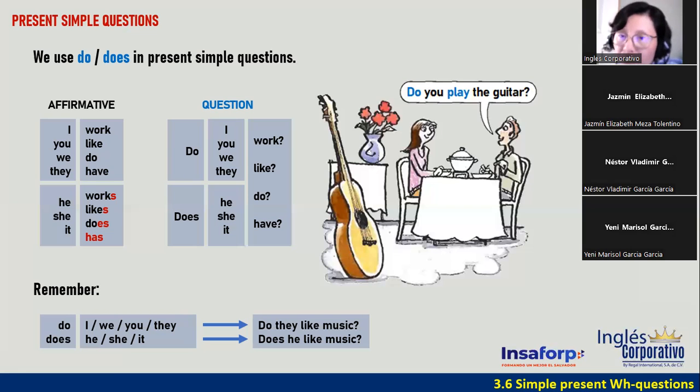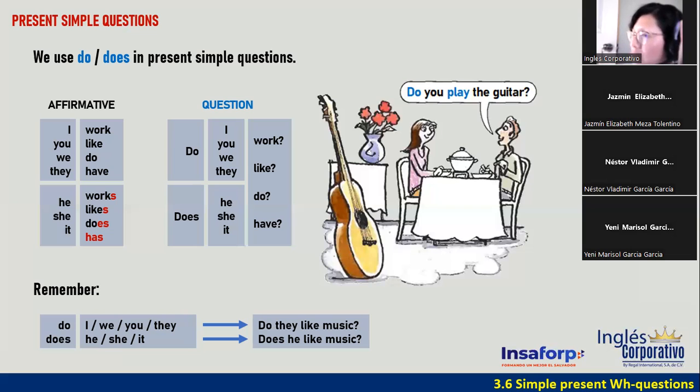En la forma afirmativa, no, porque aquí tengo yo la parte de I, you, we, and they. Esos verbos, pues, prácticamente no cambian, se mantienen. Pero los de la tercera persona sí cambia, ¿verdad? I work, he works, you like, she likes, we do, she does, they have, it has. Entonces, vamos a ir cambiando la parte afirmativa.